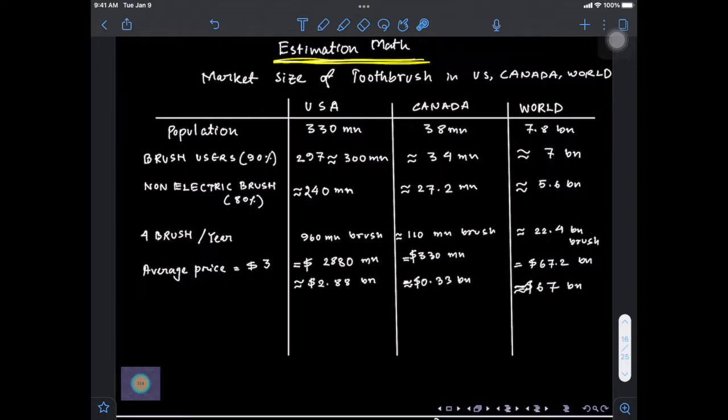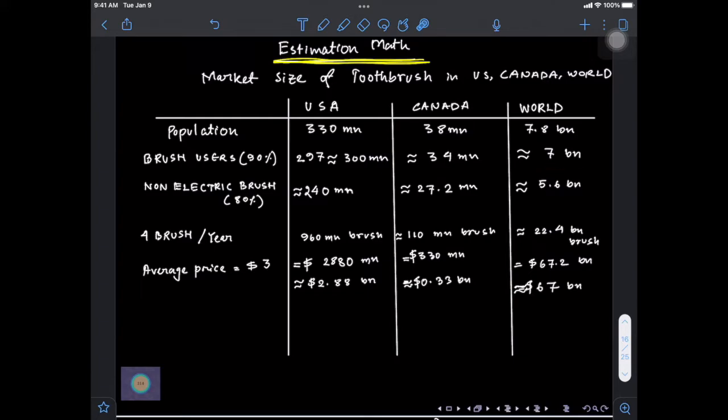Now we can assume that almost 90% of the whole population uses a toothbrush. That gives us the user base for toothbrushes. So it's about 300 million roughly in the US, 34 million in Canada, and 7 billion in the whole world.